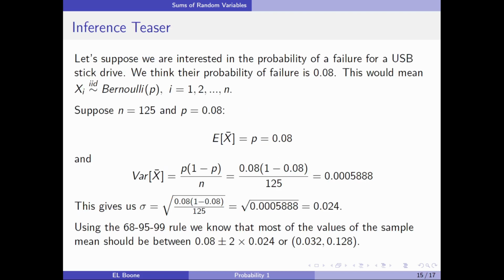Okay, so I'm going to do my little inference teaser now. I told you I was going to do. And I know this video is running long, but you can't put all this stuff together without there being a reason for it, and here it is.